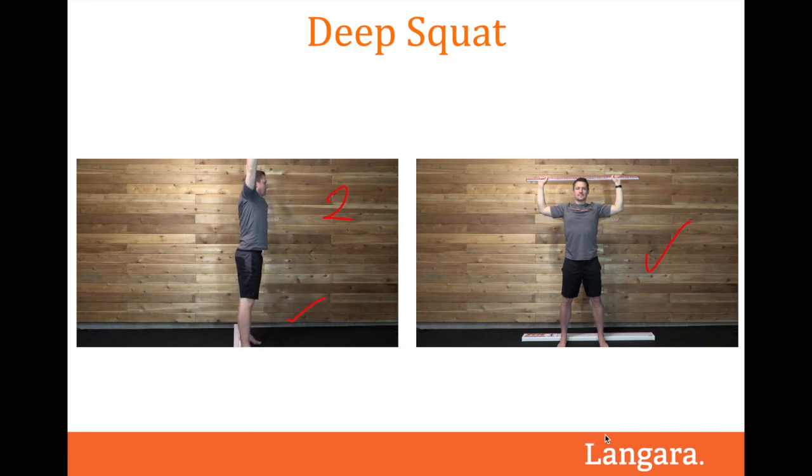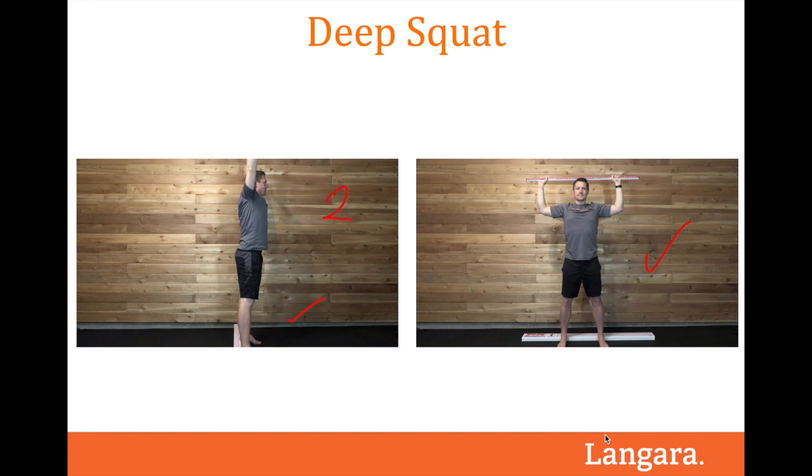So essentially a 2 is the same as a 3. The only difference is our heels are elevated. And why that is, is because some people, if they just elevate their heels a little bit, it'll allow them to go through the full range of motion.